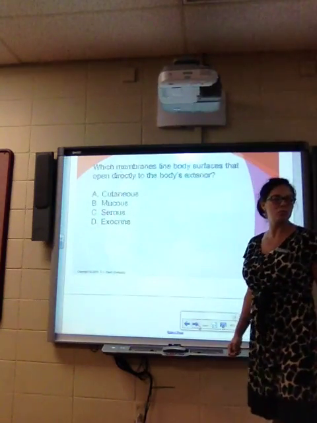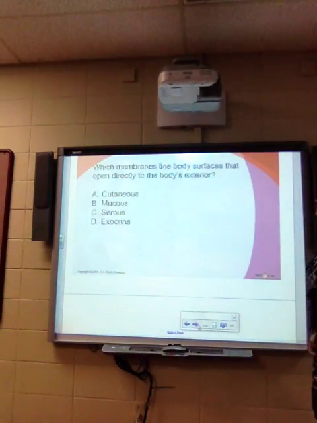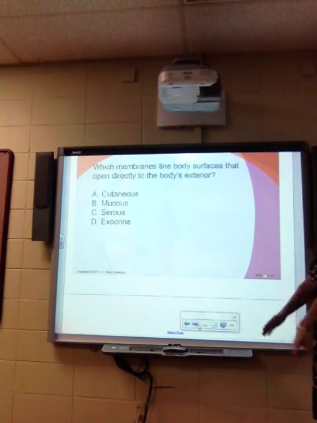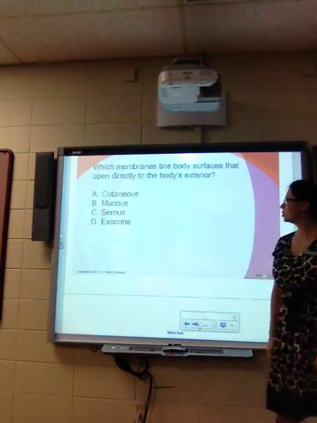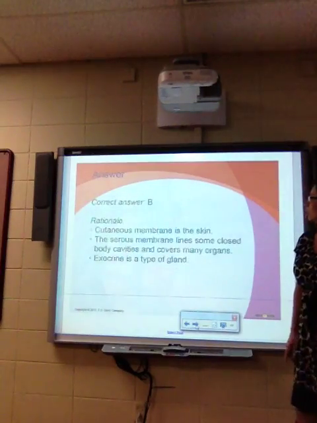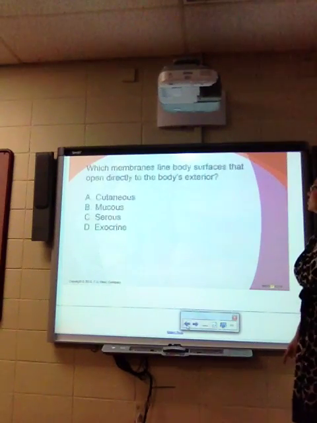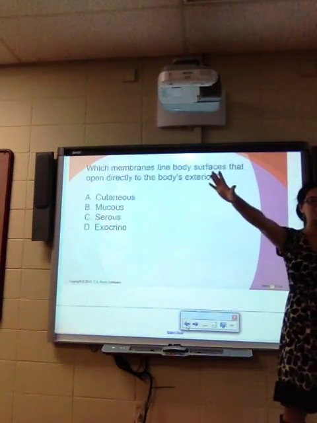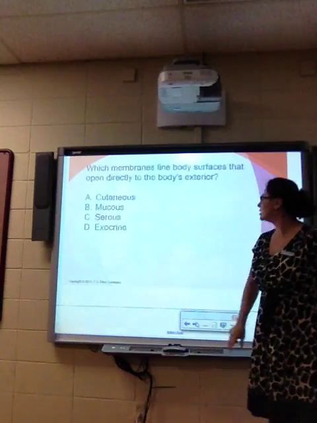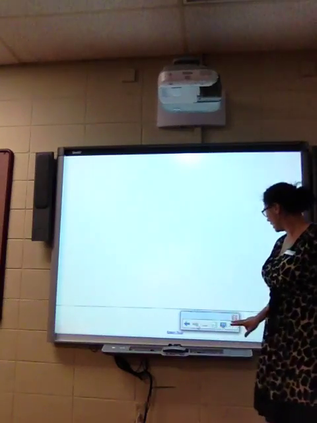So respiratory, we'll do. Okay, so which membrane lines body surfaces and is open to the exterior world? What did we call it? Cutaneous? Did I read it wrong? Which membranes line body surfaces that open directly to the body's exterior? Okay, so it lines inside cavities that are opening to the outside world. Your mucous membranes, they're opening up to the outside world.